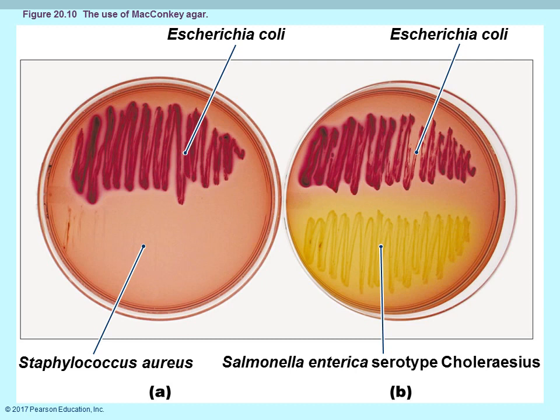It does contain different dyes that inhibit the growth of gram-positives. So your Staphylococcus aureus, which is gram-positive, will not grow on the MacConkey agar plate. Only gram-negatives will grow. And then it's differential in that you can distinguish between your lactose fermenters and non-lactose fermenters, between is it yellow or is it red, as seen on the right plate.